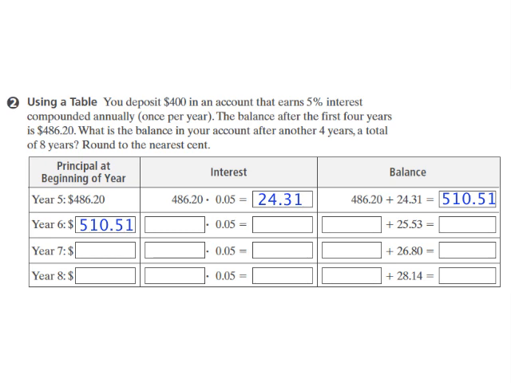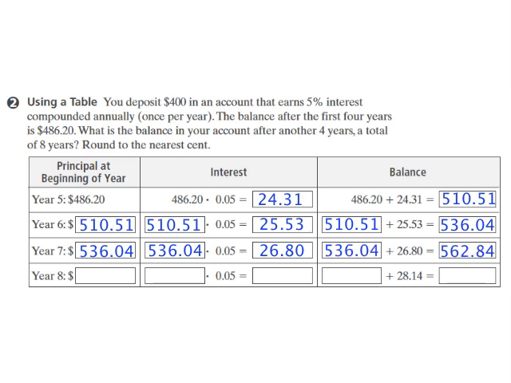So we take that beginning balance of $510.51 times 0.05, and we get $25.53. We add that to our $510.51, and we get $536.04. That's our beginning balance for year 7. So we take $536.04 times 0.05, and we get interest of $26.80. We add that to the $536.04, and we get an ending balance of $562.84. That's our beginning balance for year 8.